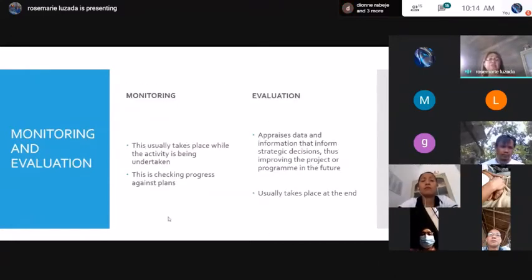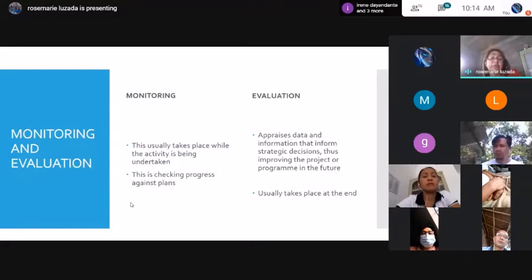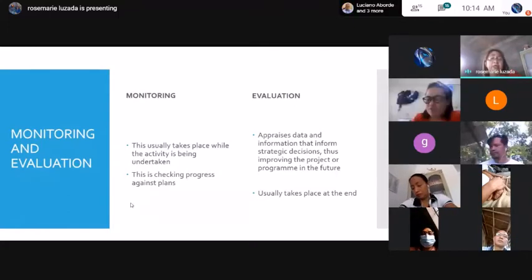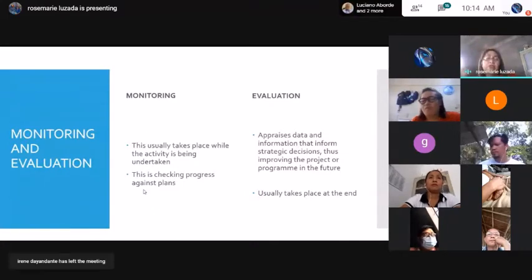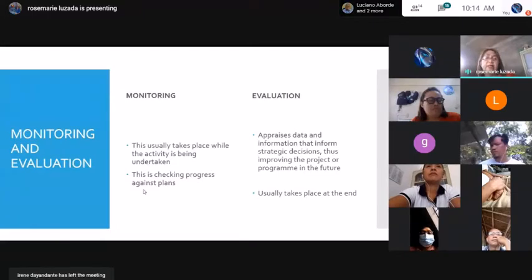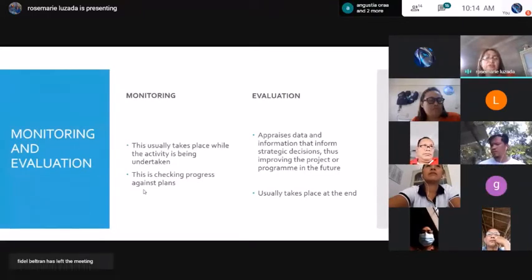Okay, what is the difference between the two? Monitoring. When we monitor, this usually takes place while the activity is being undertaken. For example, when we conduct INSET in the school, we have to check whether all our teachers are attending or not. We have to monitor their attendance. Then we have to check progress against plans.